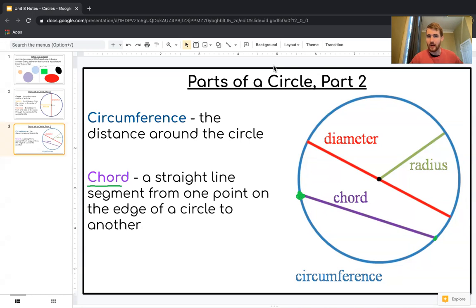For example, I could draw a new chord from this orange point to this orange point, and it will just be a straight line segment from one to another. That is another chord of this circle.